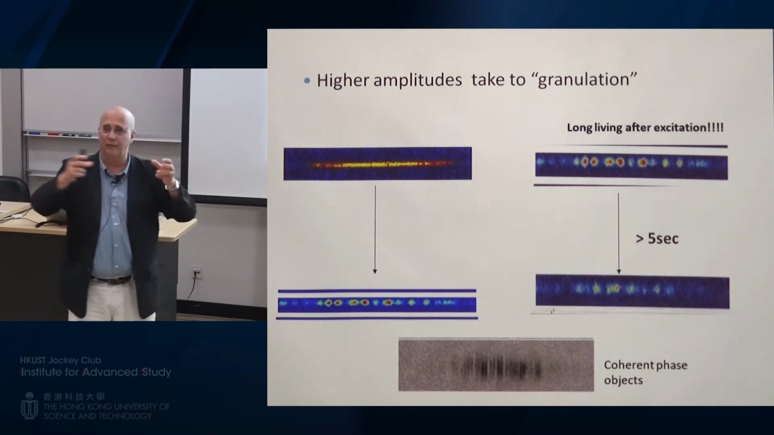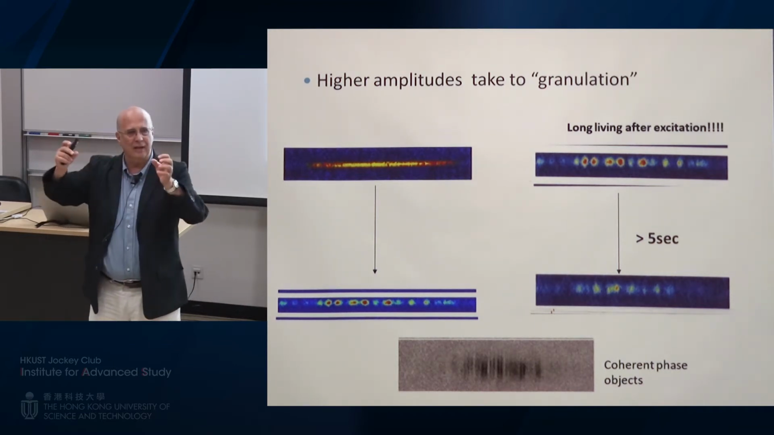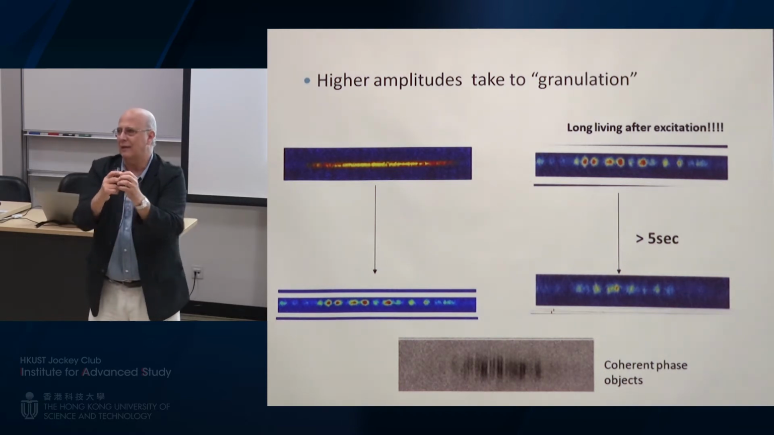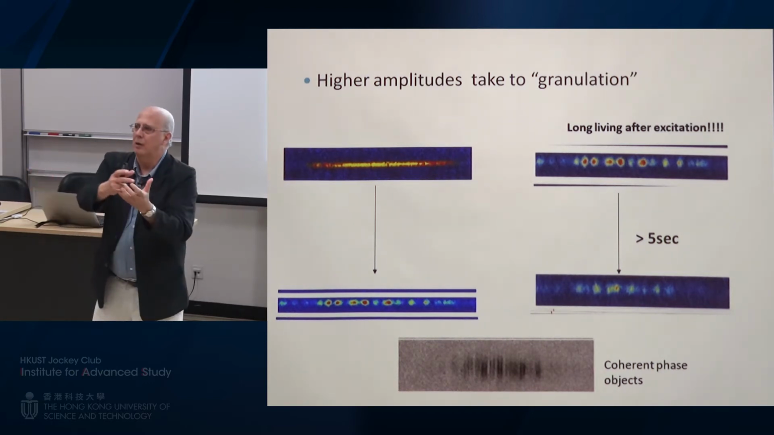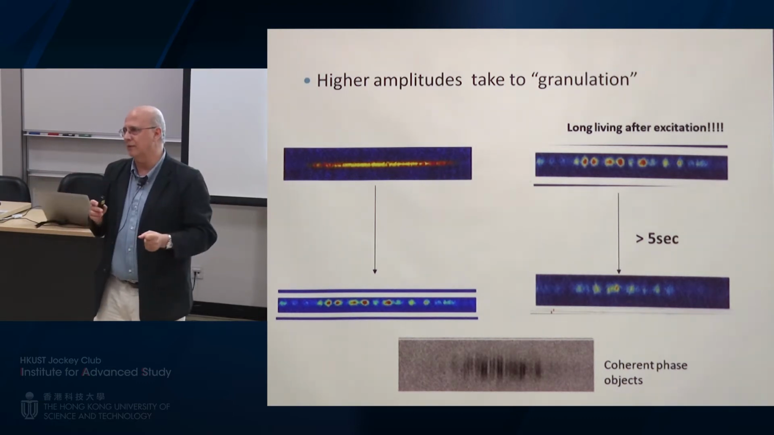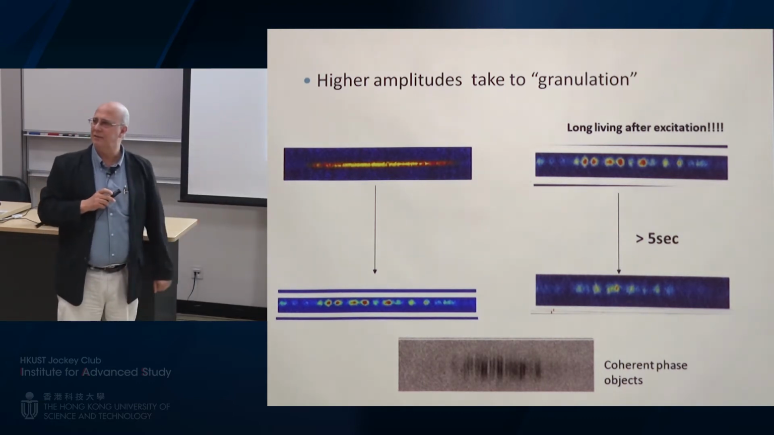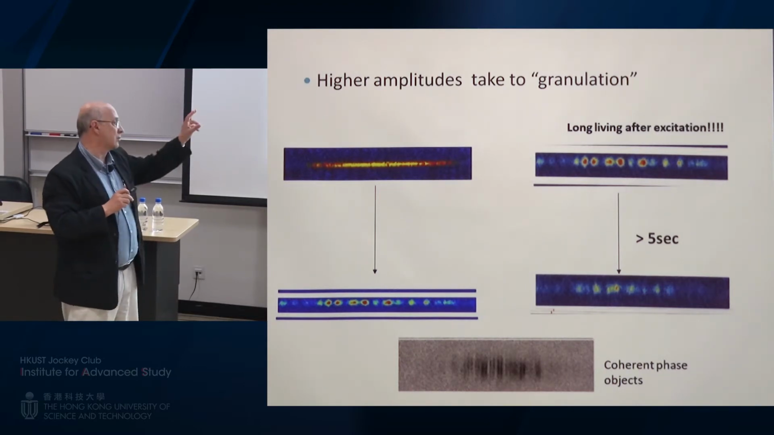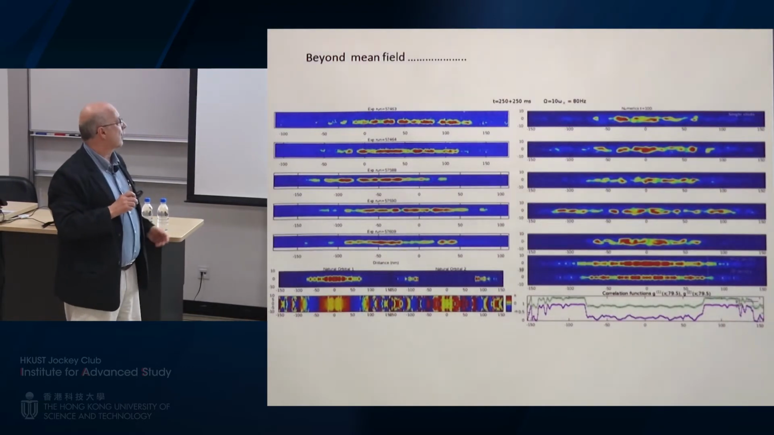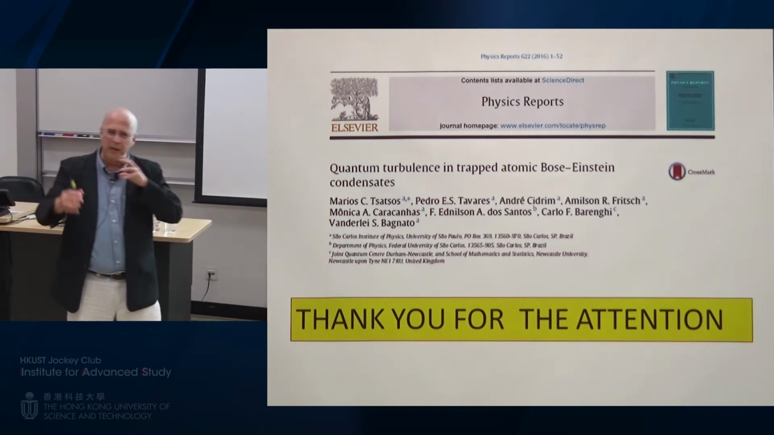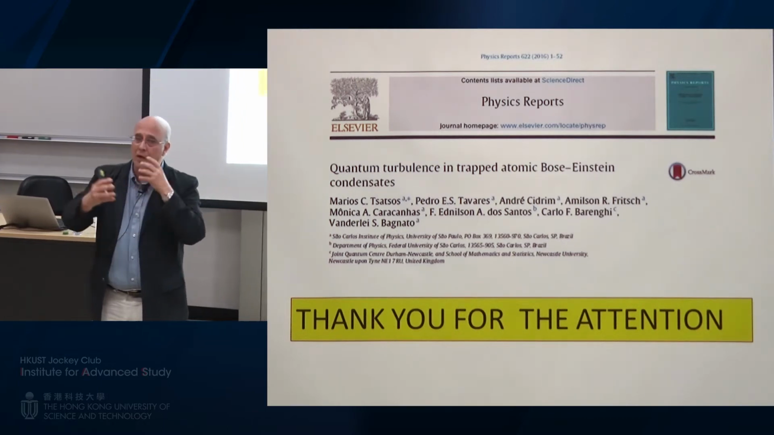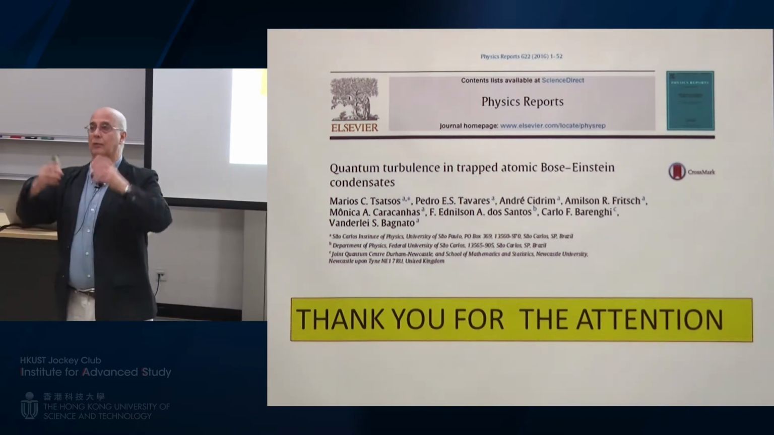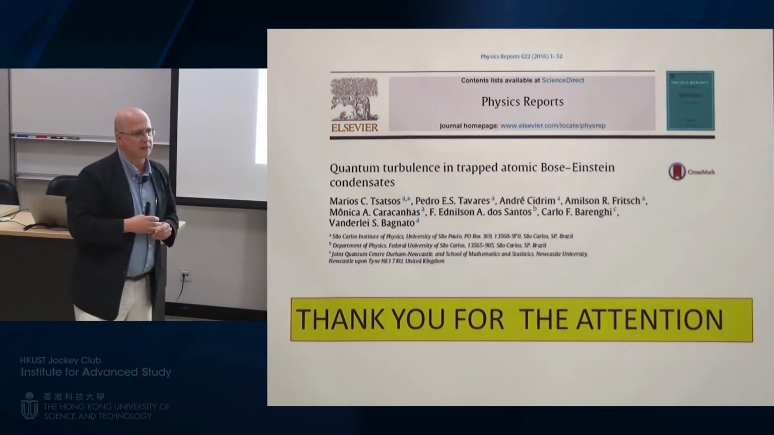If this was a classical fluid, I would break into tiny little drops and wait till they recombine. Here, they don't recombine. This is a quantum system. To recombine, they must have a mechanism to reorganize the phase, and they don't have it. So the system breaks and stays like this. And those are drops of coherent matter, and we have developed a theory to explain this that goes beyond what we call mean field. So we are building up a theory for explaining this granulation, as we call it, and I think it's very exciting.